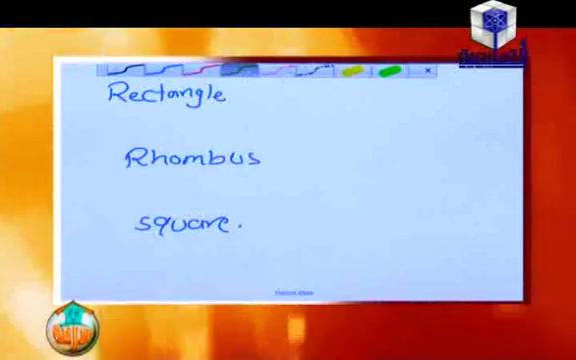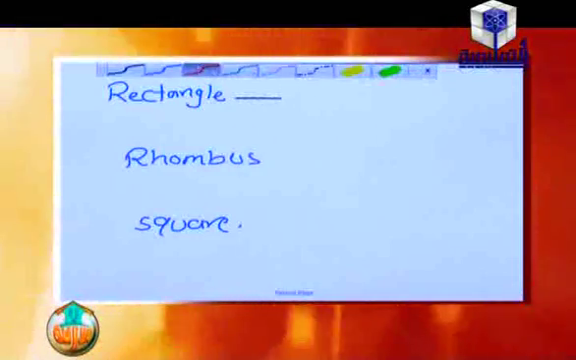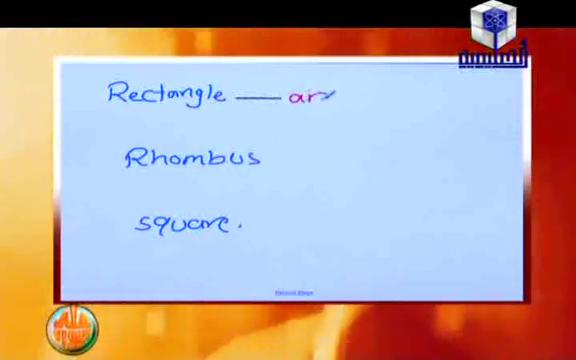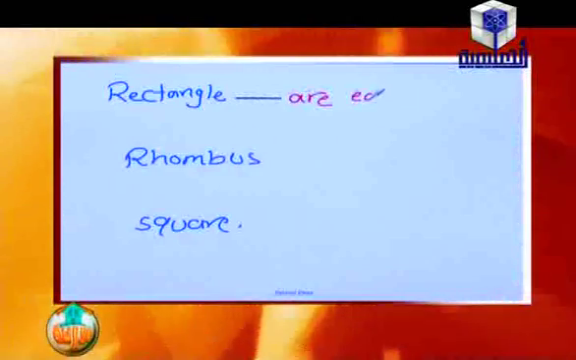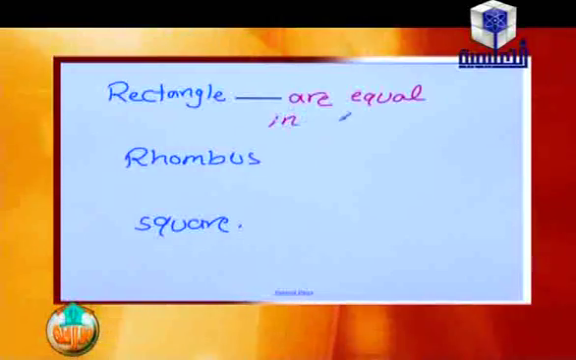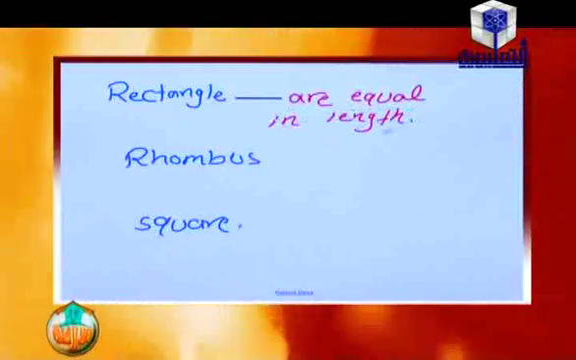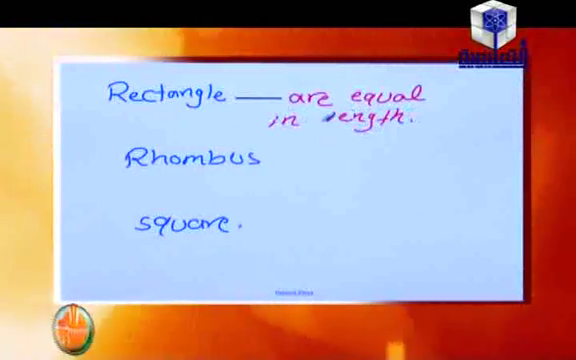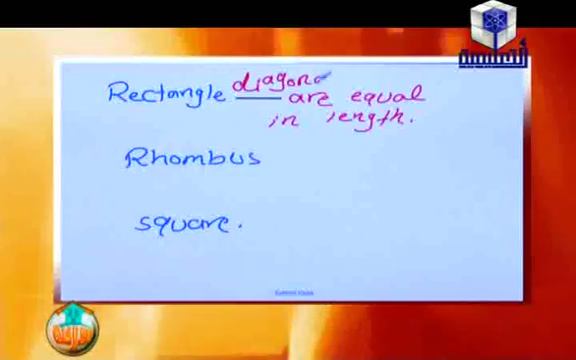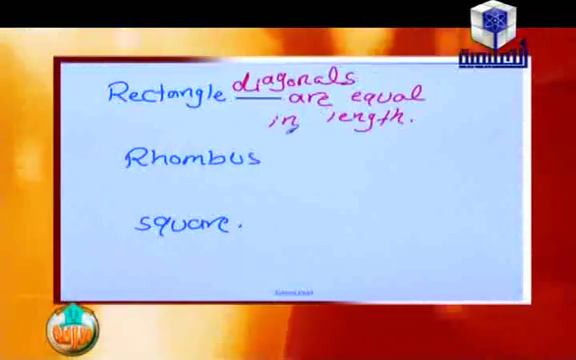What about the diagonals of the rectangle? The diagonals of the rectangle bisect each other like the parallelogram, and they are equal in length but not perpendicular. Good. The diagonals are equal in length.